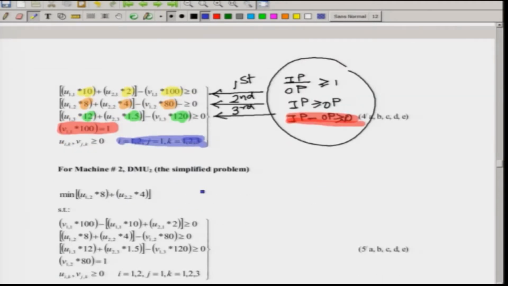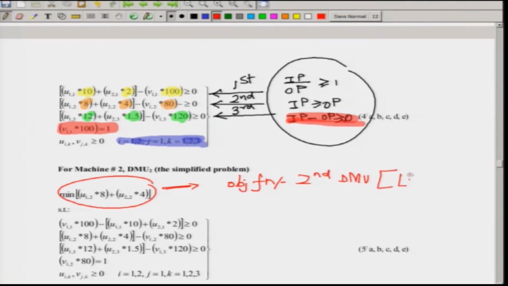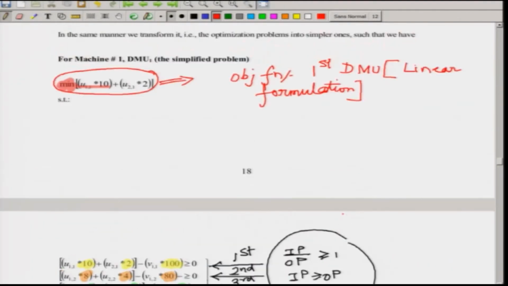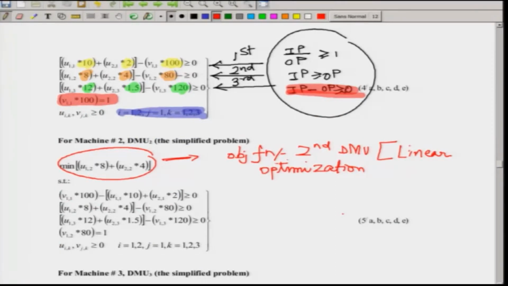I will use the same coloring scheme again. So, this is the objective function for the second DMU. This is a linear optimization. So, I will use the same word, let me see what I have written. It was linear optimization or formulation. So, I should remove this word and use formulation.